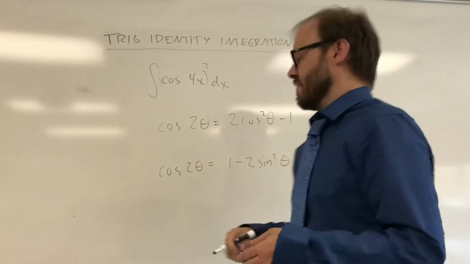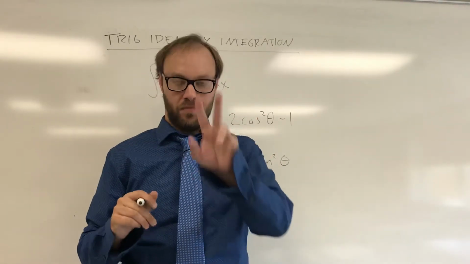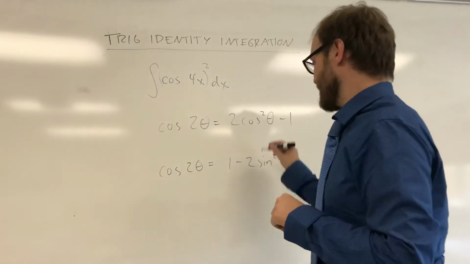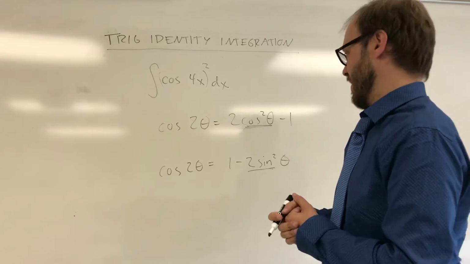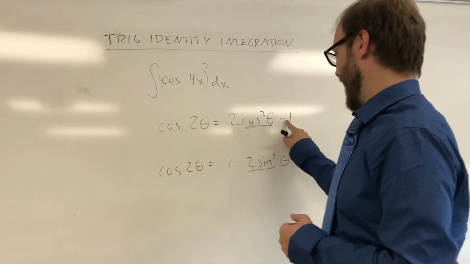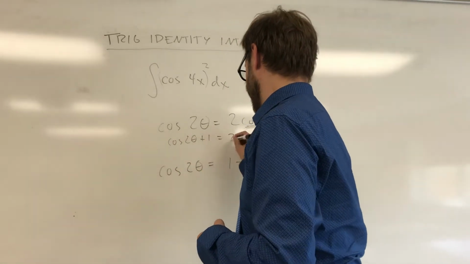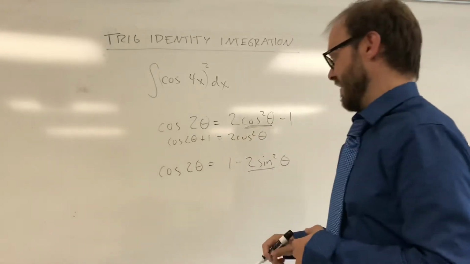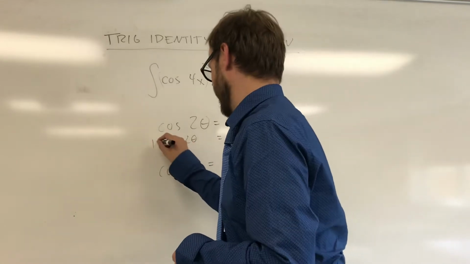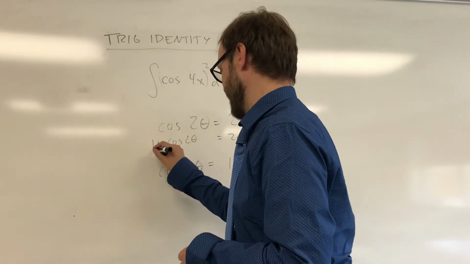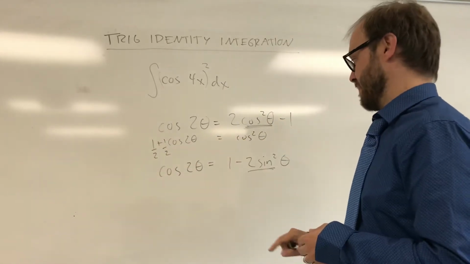Okay? So whether or not you remember those, you don't need to know that necessarily for what I'm getting ready to show you, but I'm going to give you 2 identities that come out of this. Notice that I could solve this one for cosine squared, and I could solve this one for sine squared, okay? And if I did that, I would add 1 to both sides here, so I would have cosine of 2 theta plus 1 is equal to 2 cosine squared of theta. And then I could divide both sides by 2. If I divide by 2, that'd be 1/2 plus 1/2 cosine of 2 theta is equal to cosine squared of theta.